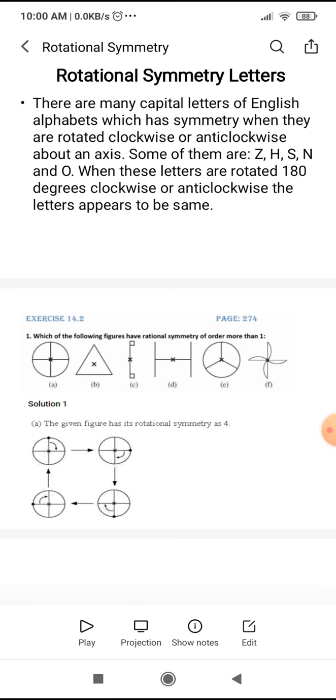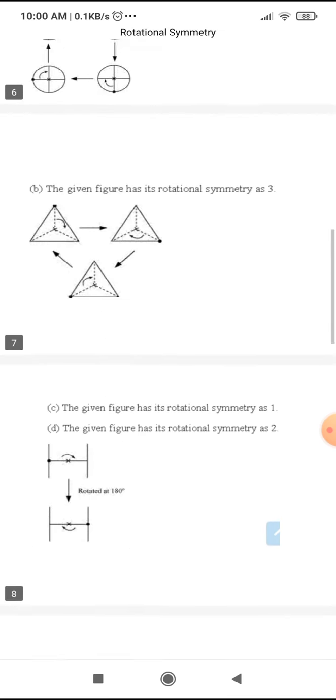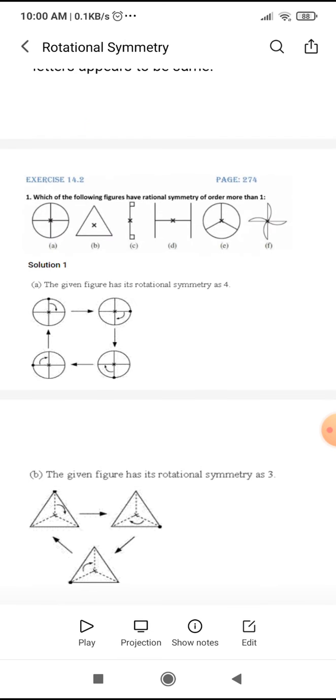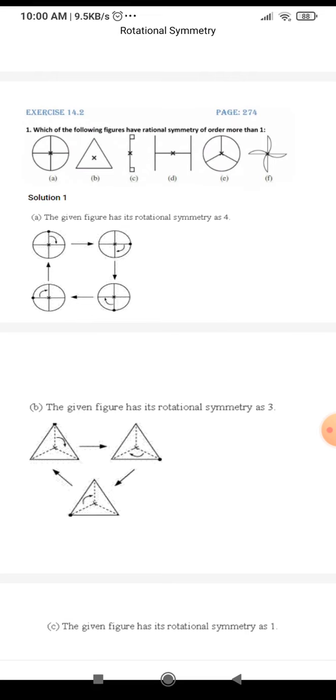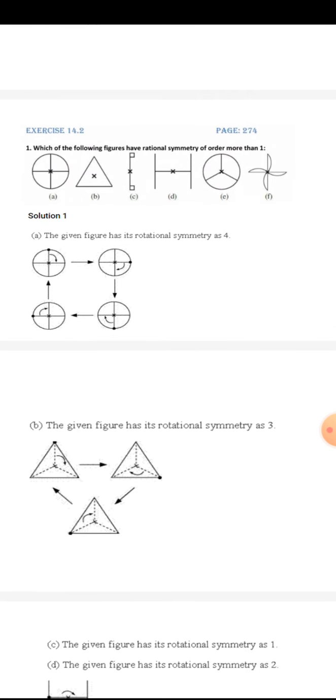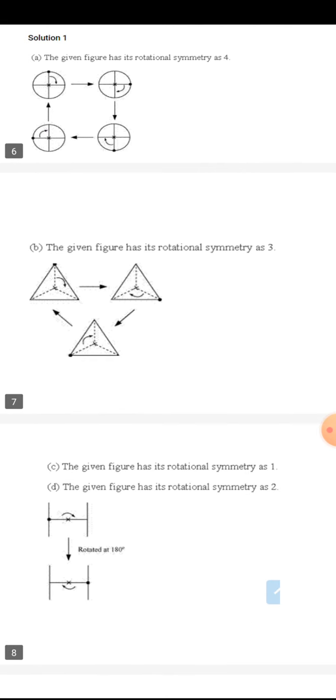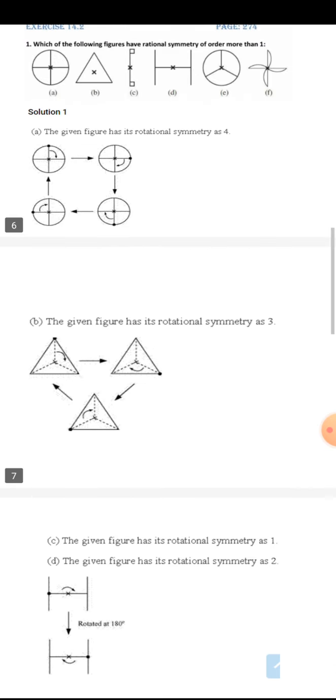Then look at the C part. Diagram C. If you rotate 180 degrees, the arrow and the box on the right-hand side, the two boxes given at the end, will not look the same. Then again, if you rotate 360 degrees, only then it comes to the original position and looks the same. So, therefore, the order of rotational symmetry will be 1.